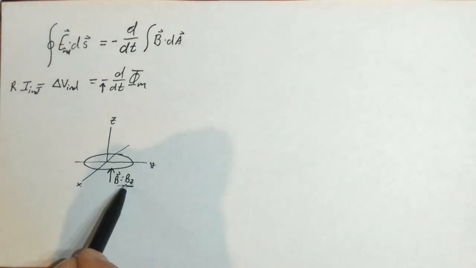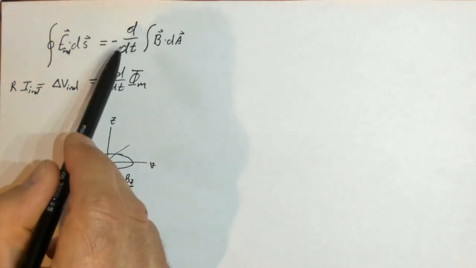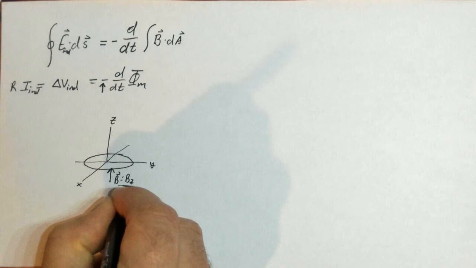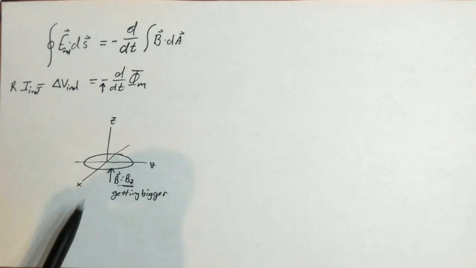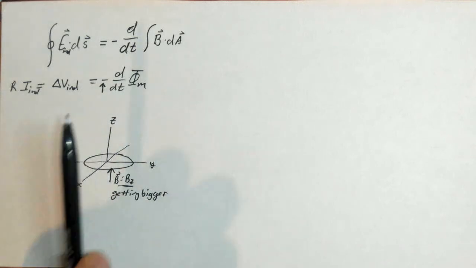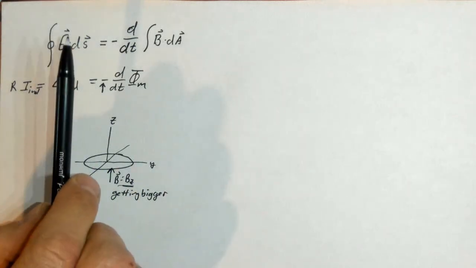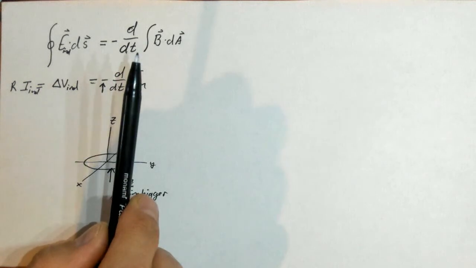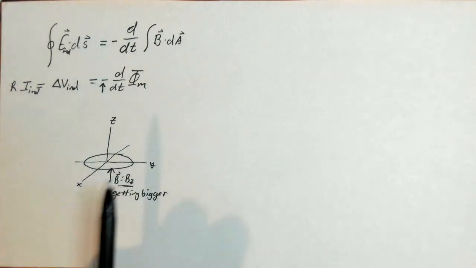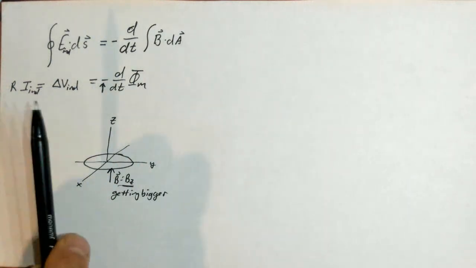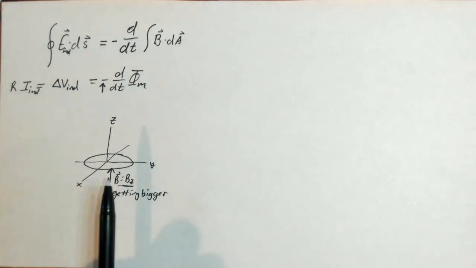But if I change this, there's a change, and there will be electric fields created to oppose that change. So let's suppose this is getting bigger. Okay? This B field's pointing up, so it's going up through this loop, and it's getting bigger. The electric fields will be created so as to cancel that out. They're going to create a current, they'll create a field that would drive a current that would create its own induced magnetic field that opposes this one.